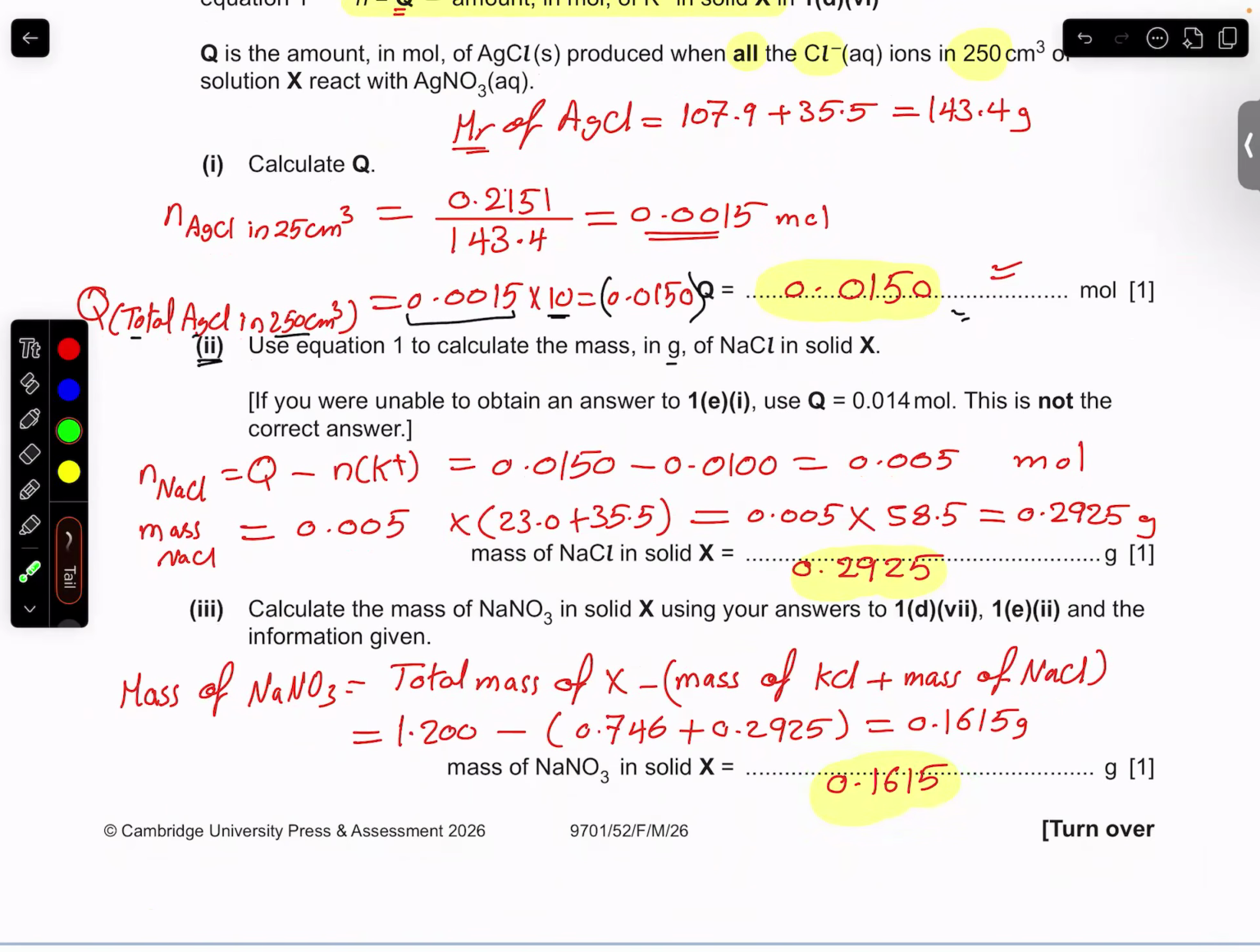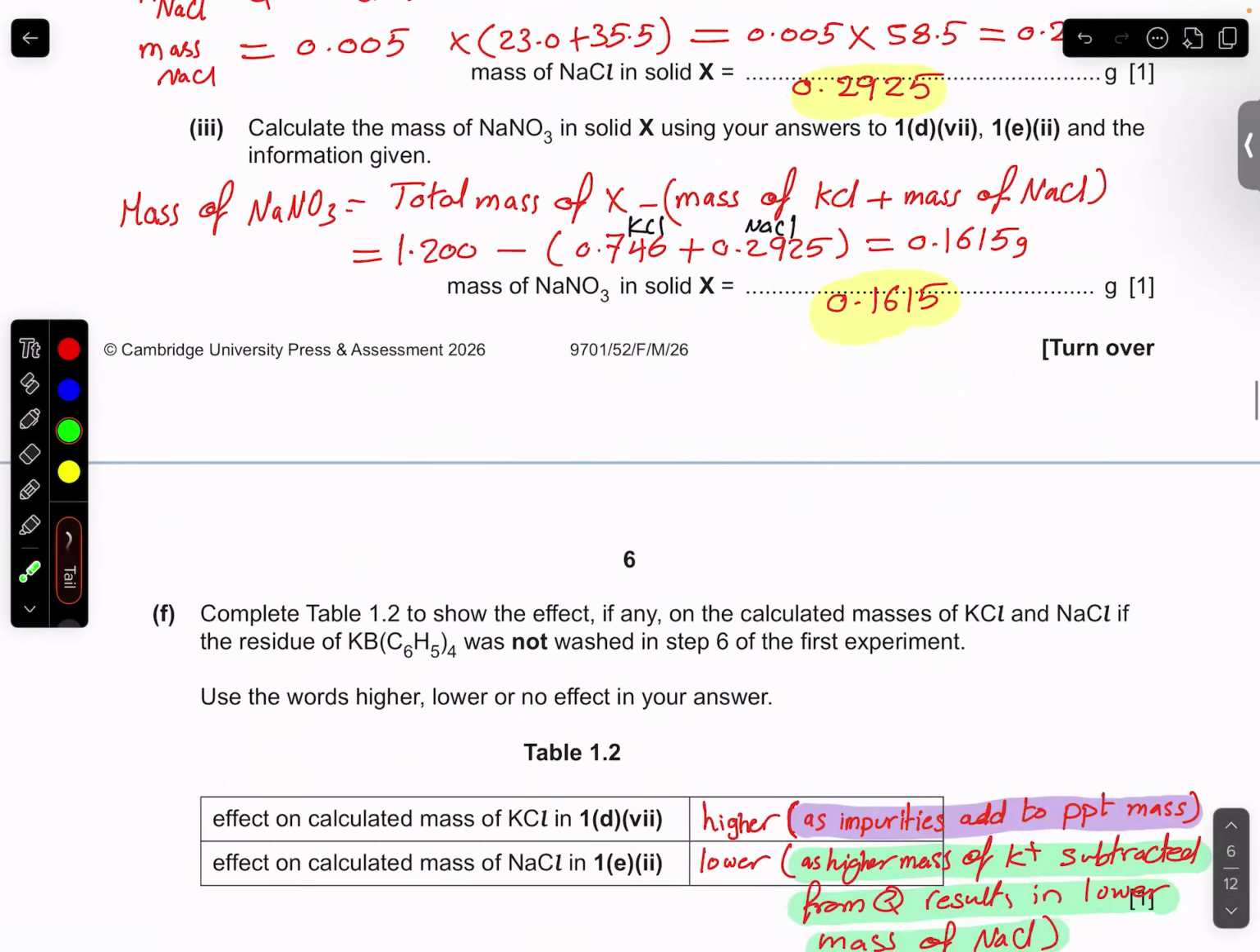It is easy to get the mass of NaNO3 by subtracting from the total mass of X the mass of KCl plus the mass of NaCl. The total mass we got in part A is 1.2 grams, minus the mass of KCl, which is this number, plus the mass of NaCl, which is this number, equals 0.1615. This is the mass of NaNO3 in solid X.